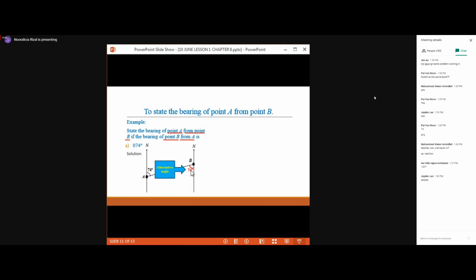Go back to the question: the bearing of A from B is this green one here, your theta. So we are going to find that. You already know this part is 74. Can you find what this is? Look at it, isn't it your 180, like your previous example just now? So the answer for the bearing of point A from point B is 180 plus 74, which gives you 254.